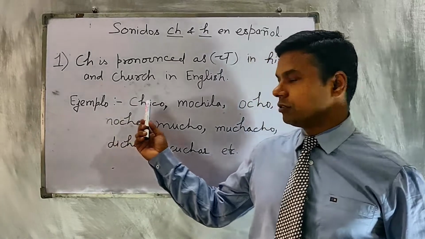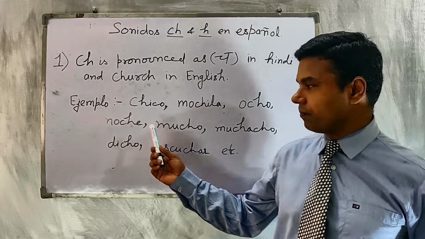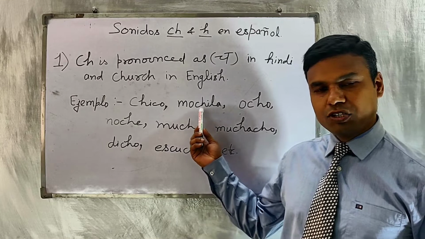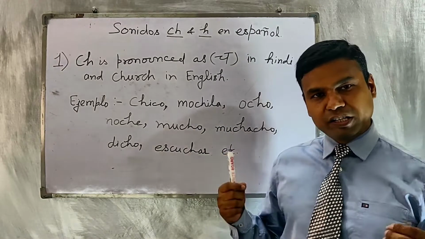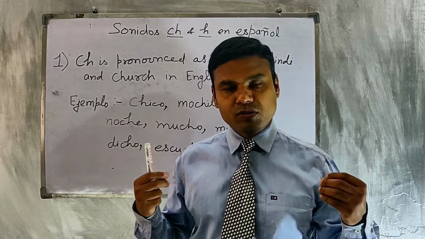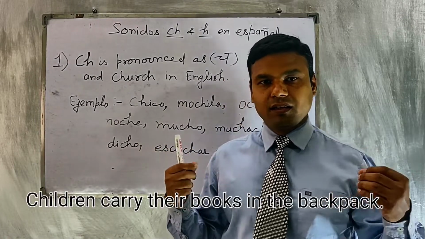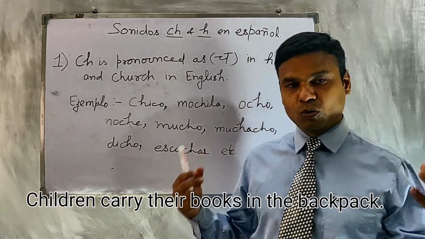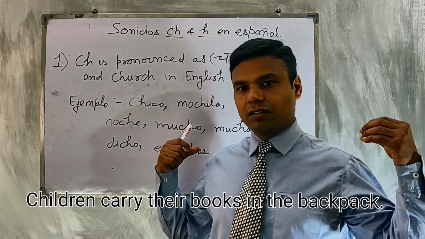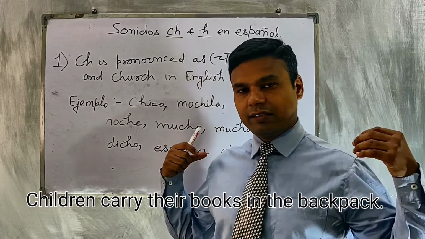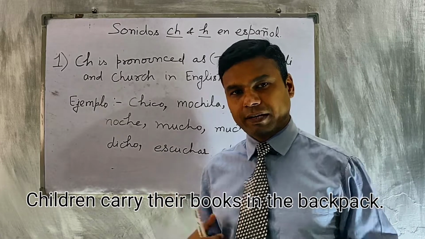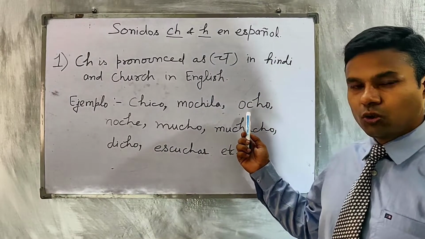For example, Chico. Chico is boy. Mochila. Mochila is backpack. Los niños llevan sus libros en la mochila. The boys carry their books in the backpack. Okay. Ocho. Ocho is 8.